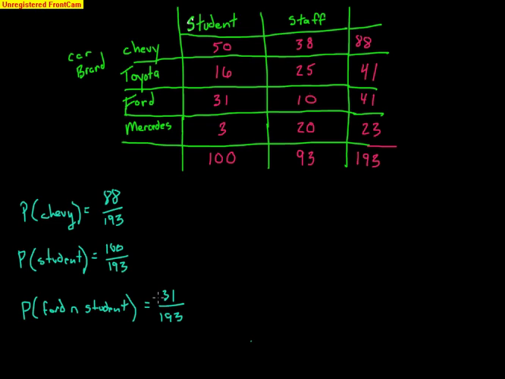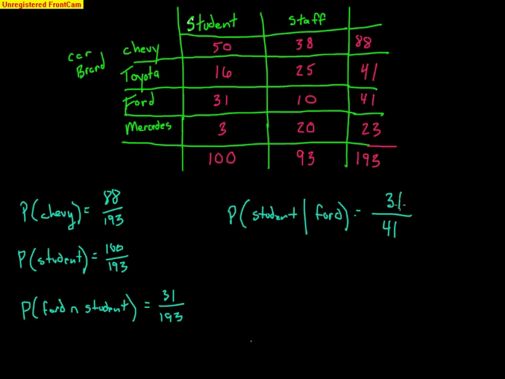But if I said to you, what's the probability that we pick a student out, right? What's the probability of the car being a student given we know it's a Ford? Okay? So given we know it's a Ford, so we have a car, I'm telling you this car is a Ford, what's the probability that it's owned by a student? Well, you would just think, okay, if I know it's a Ford, I'm only allowed to look at the 41 Ford cars. I'm only allowed to look at those 41 cars, 31 of which are students. So there you go, 31 out of 41.